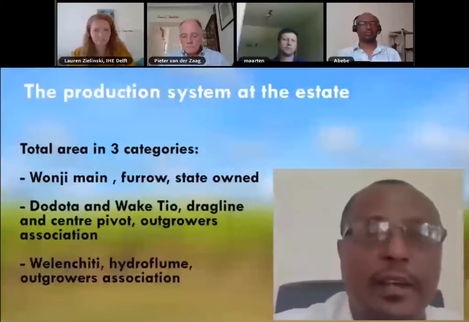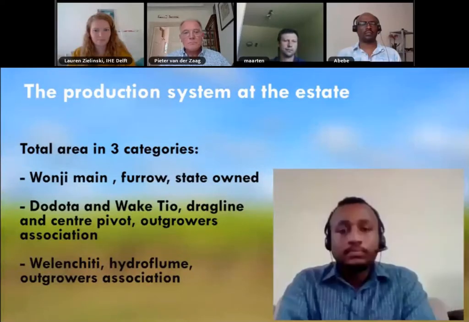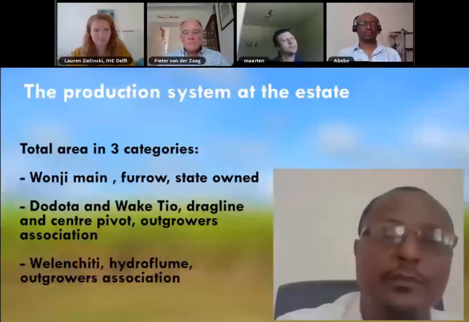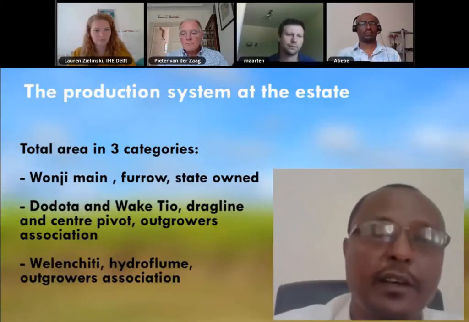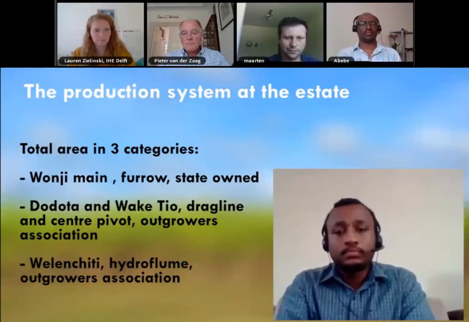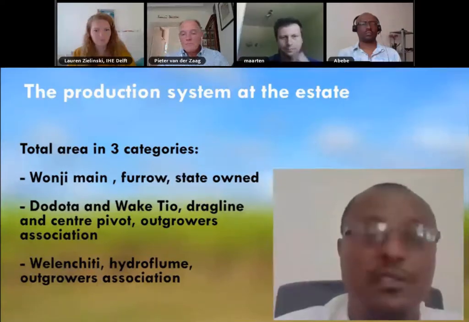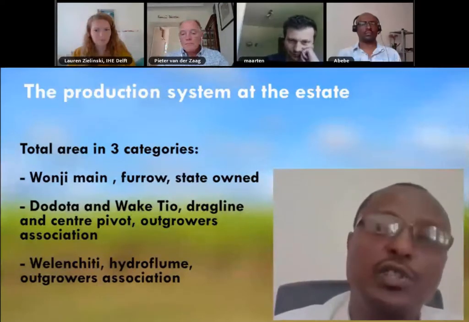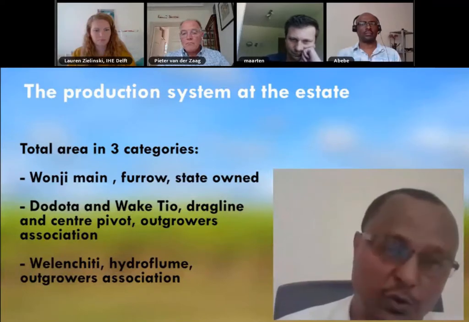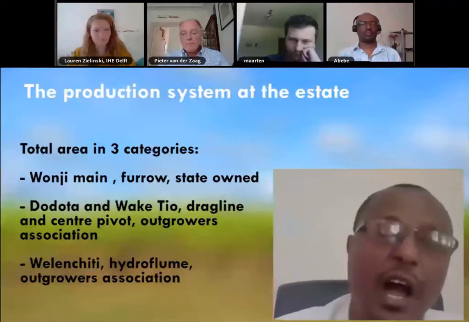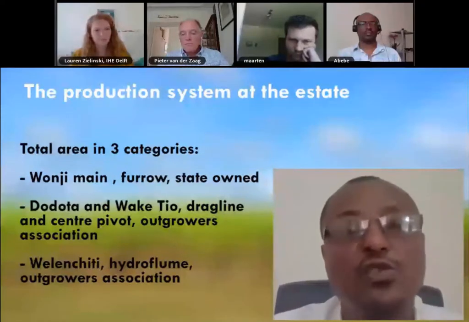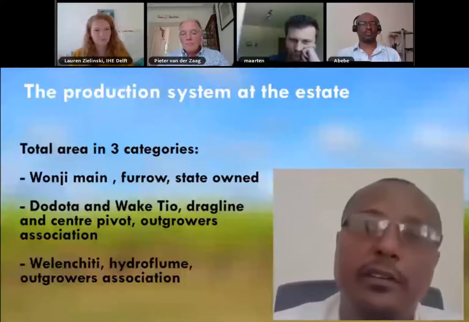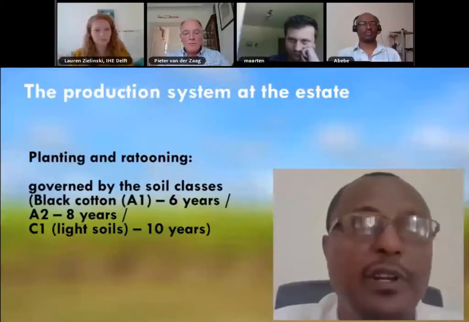According to the irrigation network, there are three categories. The first one is the furrow irrigated land, which is owned by the state proper. The other one is the pressurized irrigation system, which is owned by the outgrower farmers' association. The third one is the hydroflume irrigation infrastructure. It is also owned by the outgrower farmers.